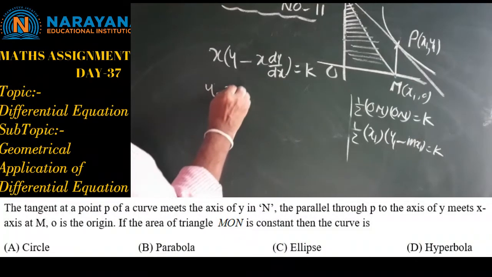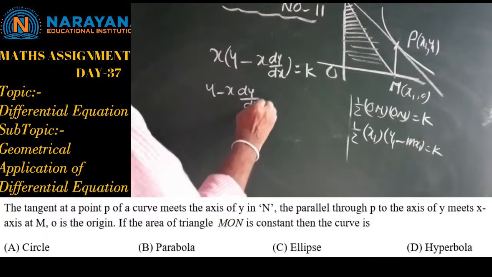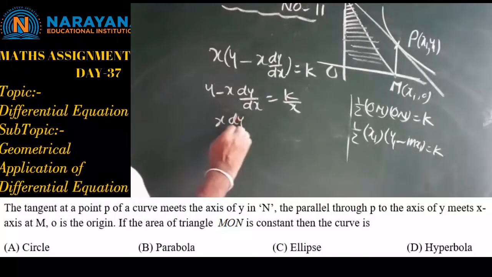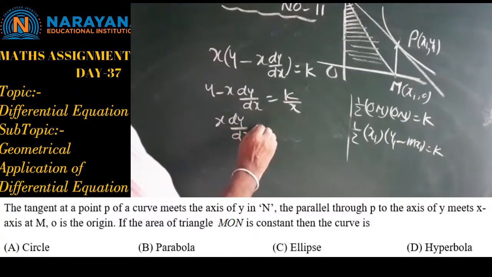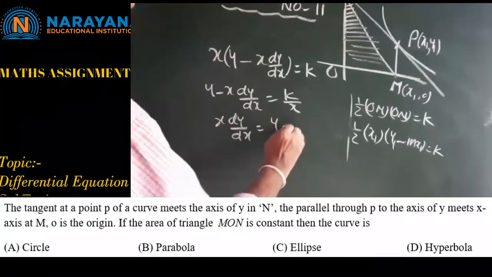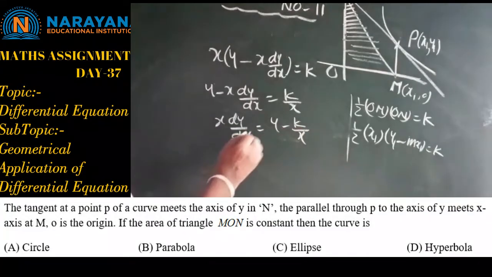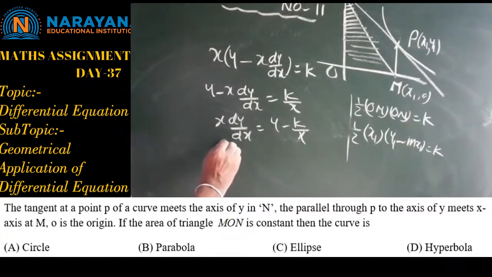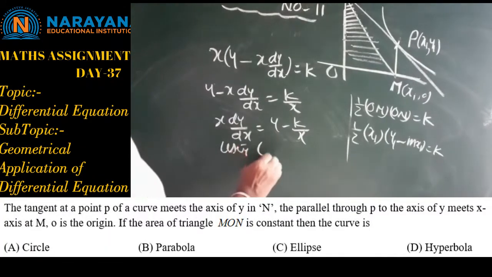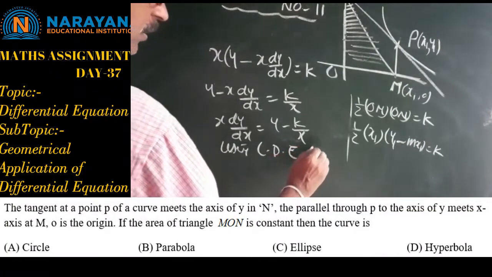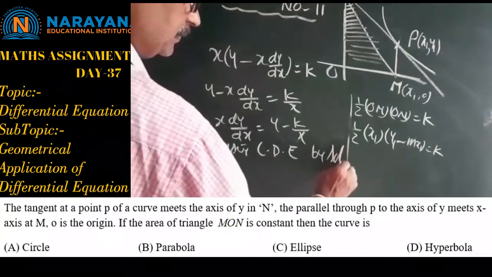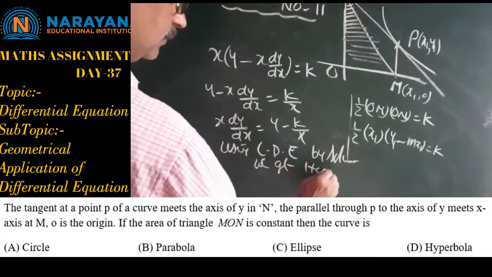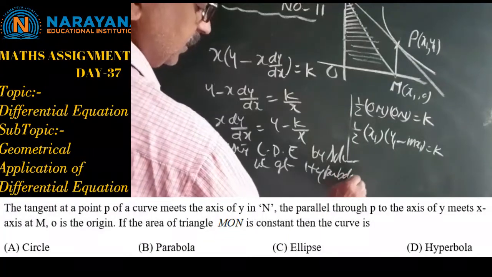So y minus x dy by dx equal to k by x. So x dy by dx is equal to y minus k by x. So you get a linear differential equation. After solving the differential equation using linear differential equation, by solving, we get hyperbola equation.